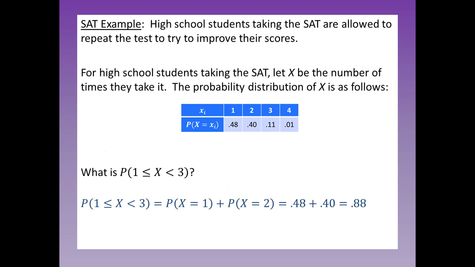To find the probability of this compound inequality, we need to include the 1 because there's a non-strict inequality there, but we need to leave out the 3 because there's a strict inequality there. The only possible values that satisfy that compound inequality are 1 and 2. If we add their probabilities together, we get 0.88.